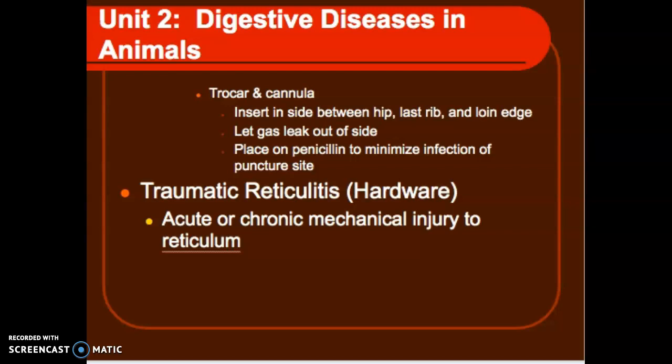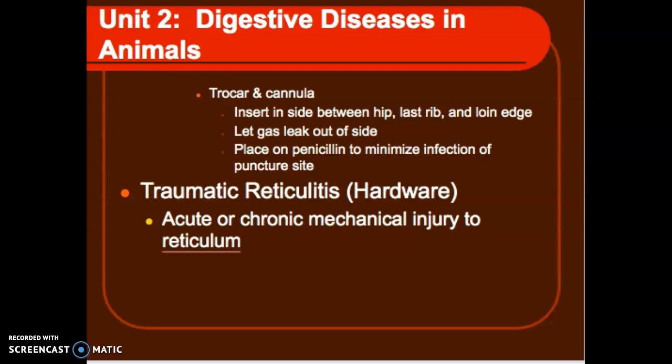Next is the more severe method, and that is trocar and cannula. Basically, you take a trocar and poke the left side of the animal between the hip and the last rib, and let the gas leak out of the side of the animal. And then obviously you've caused a major rupture in the side of the animal. Now you're going to need to start her on penicillin in order to prevent any particular infections that may set in.